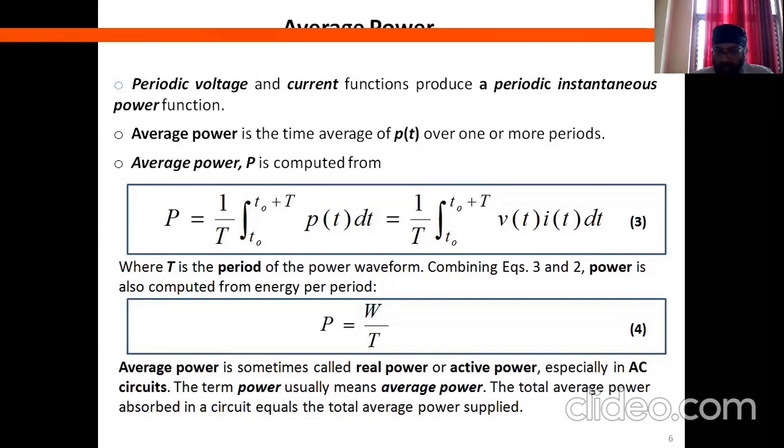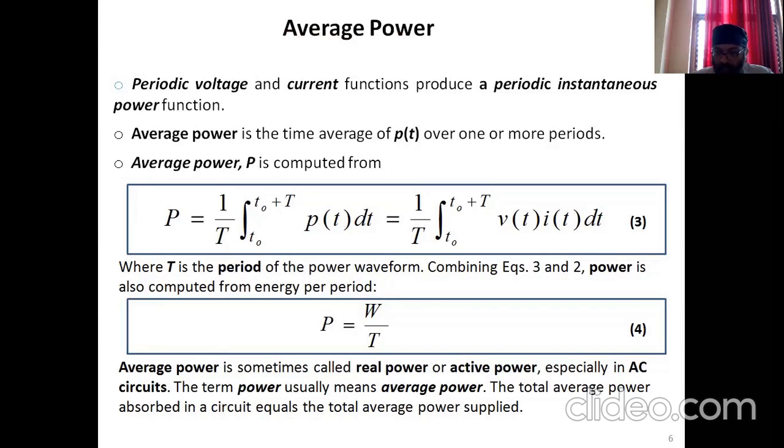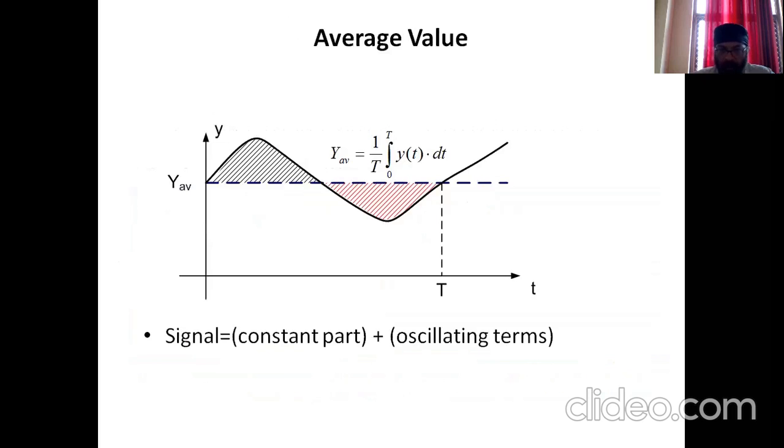Another type of power we will see when we do inductance and capacitance, they are called reactive powers. They don't do useful work. So that's why this active power is also called real power, especially in AC circuits. So this is graphically how we can show it. This is an average, like from here, the positive half cycle, and this is the negative half cycle.